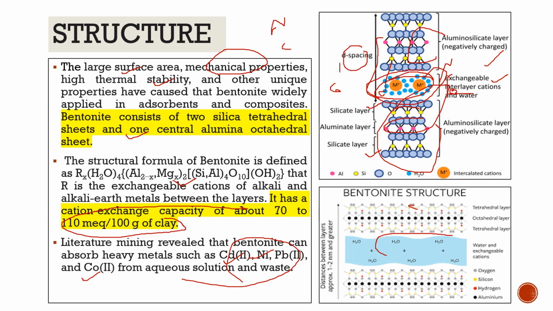In between you have water molecules surrounded by layers, and it is 2 is to 1. You already know that it is a montmorillonite. Montmorillonite is a 2 is to 1 clay mineral. 2 is to 1 means two silicate layers with one aluminum layer in between. So that is called a 2 is to 1 clay, bentonite.